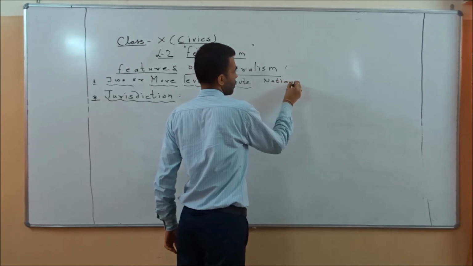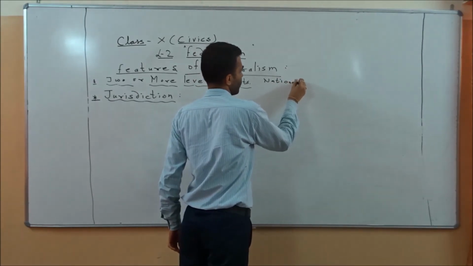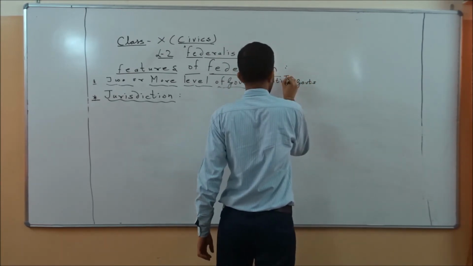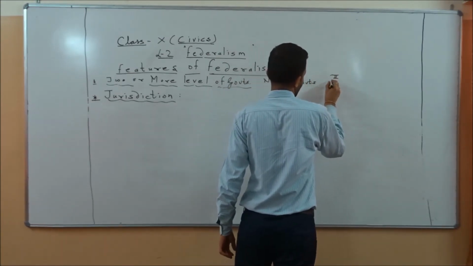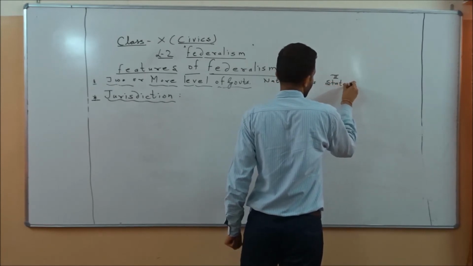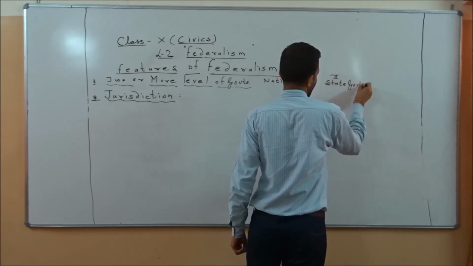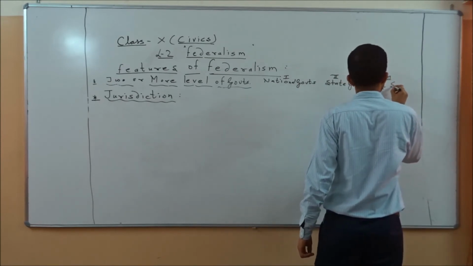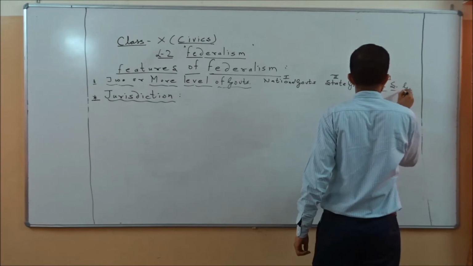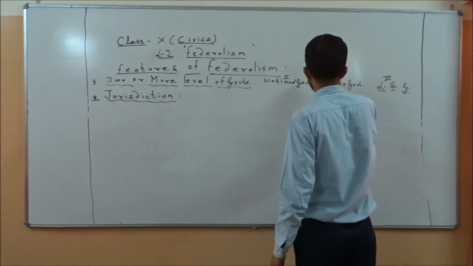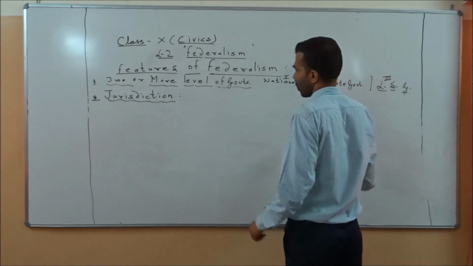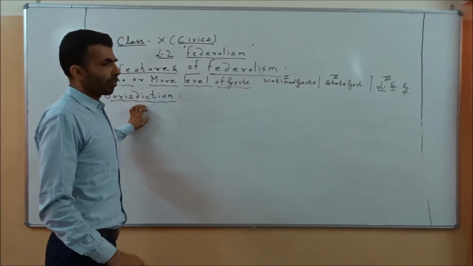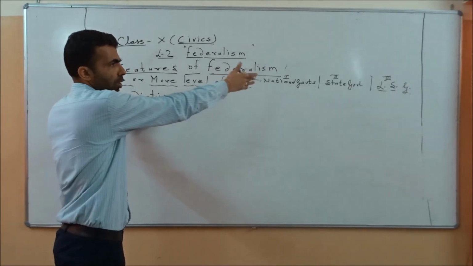The levels of government are: national government, that would be the first level. Second level would be the state government. Third level would be the local self-government. Local self-government. It is in India's case, so I am writing it again and again. You would be able to understand it better, isn't it? Now, what does the second feature say? That there shall be separate jurisdiction for all these levels.